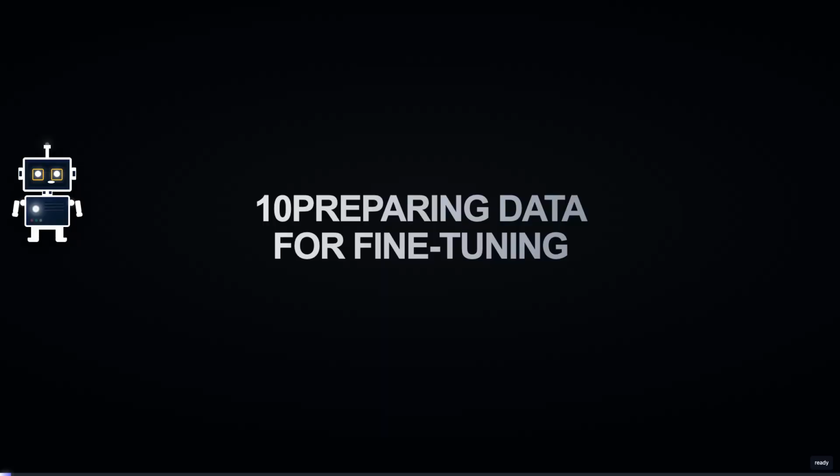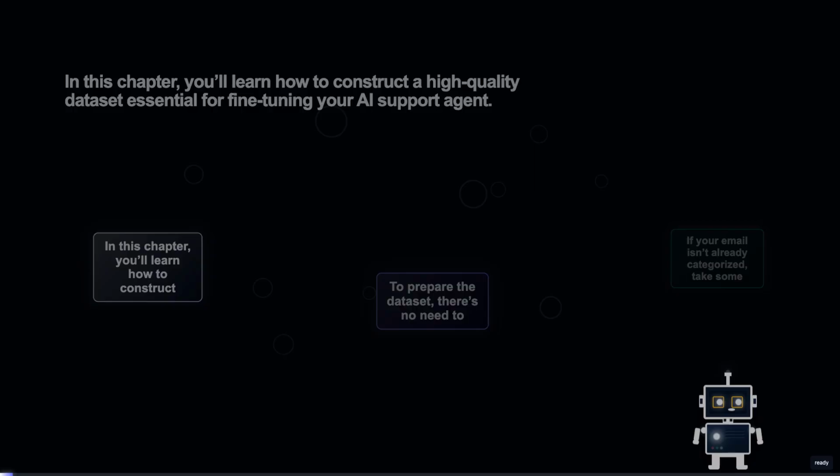Preparing data for fine-tuning starts with building a high-quality dataset that helps an AI support agent learn and generalize well. First, focus on curating relevant email data for classification. Then convert the text labels into a numerical format the model can use, and split everything into training, validation, and testing. Start with your own inbox.